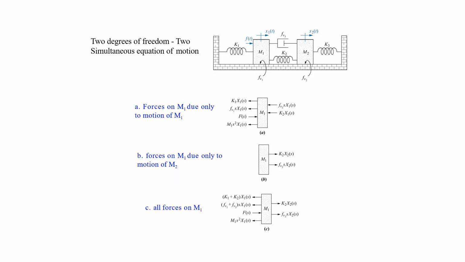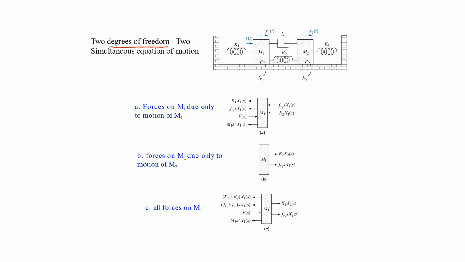As in this example, we have 2 points of motion, so it means that we will have 2 degrees of freedom. And we know that the degree of freedom will be equal to how many simultaneous equations we will get. So in this case, we have 2 degrees of freedom, so we will get 2 simultaneous equations of motion. The first simultaneous equation of motion will be for the mass m1 and the second simultaneous equation of motion will be for the mass m2.